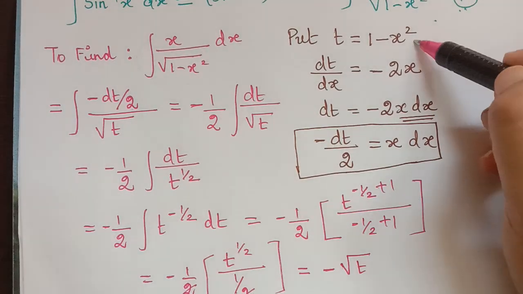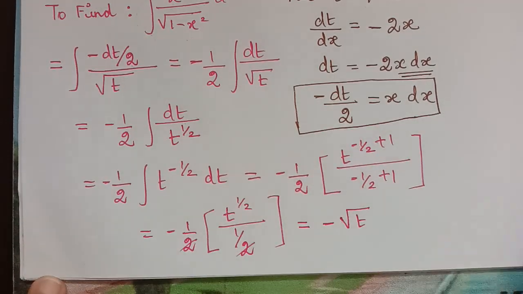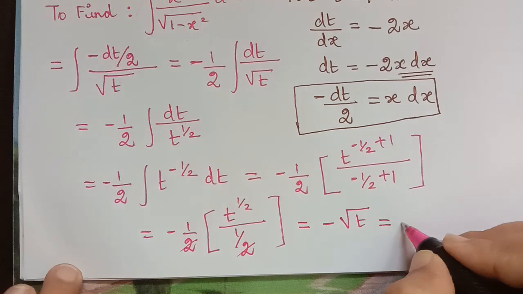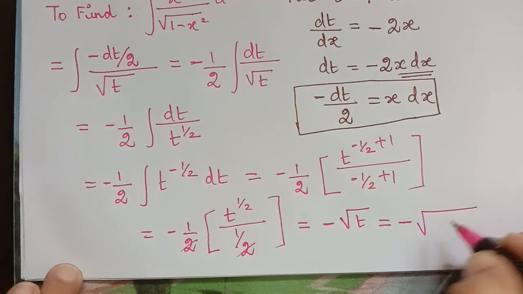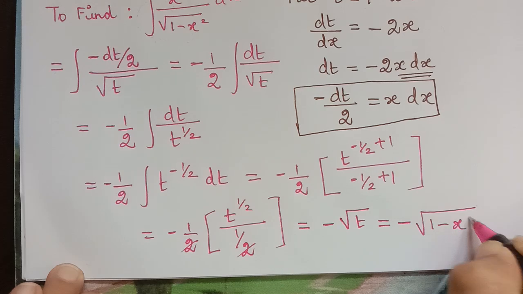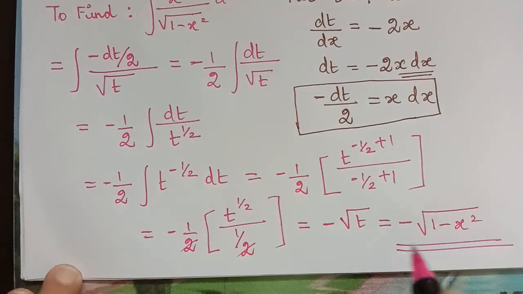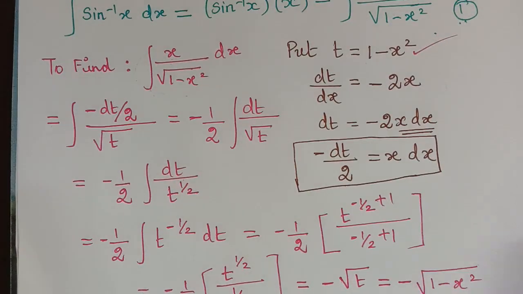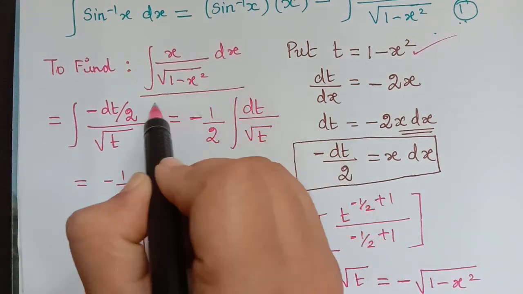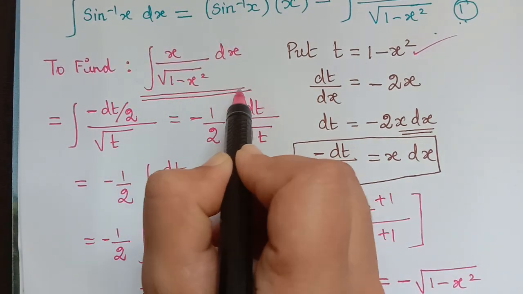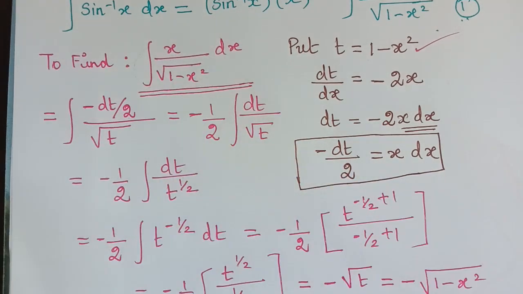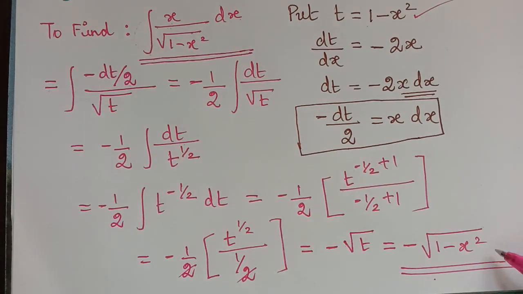Further, we will substitute what is t. t is what? 1 minus x square. So when we substitute that here, we get this to be equal to minus square root of 1 minus x square. So this is the answer that we get for this part, that is integral x divided by square root of 1 minus x squared dx. We obtain it to be minus square root of 1 minus x square.